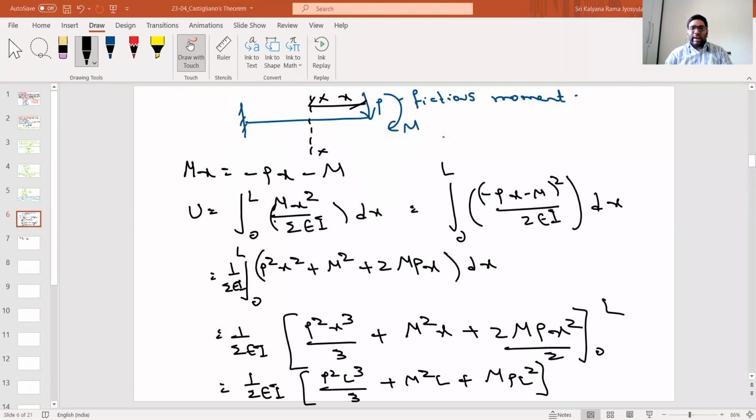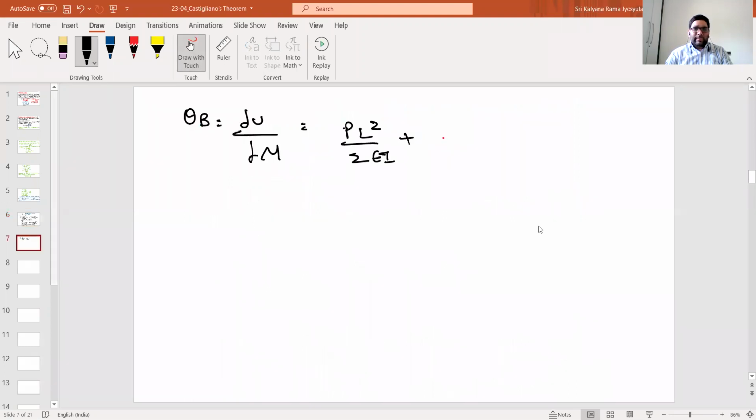Plus, see the second term, M squared L with respect to M, it will become 2ML by 2EI, so that will become ML by EI. So this is the value.